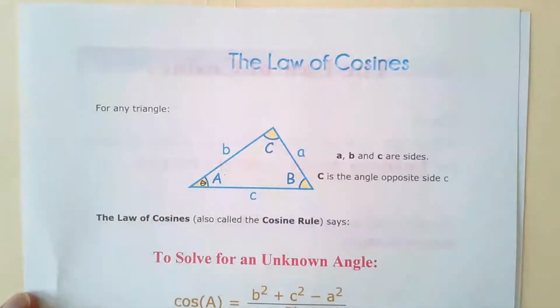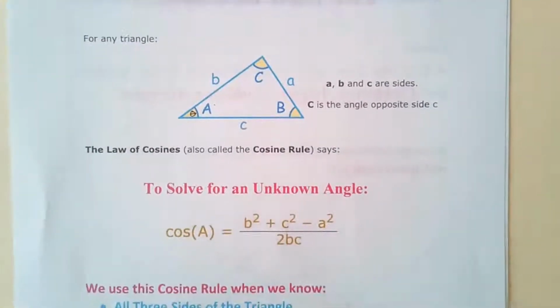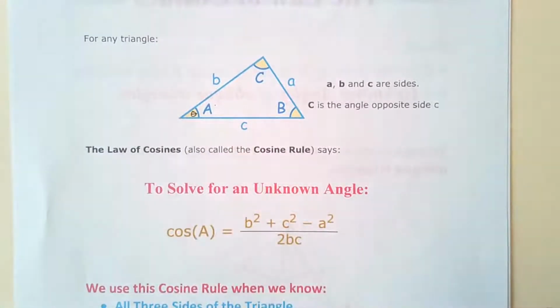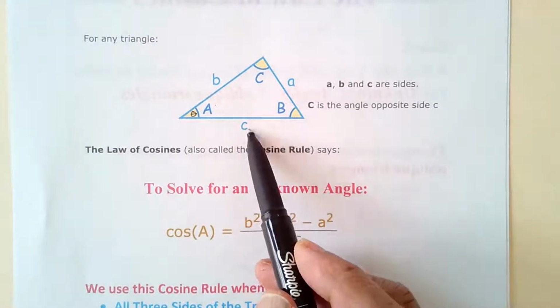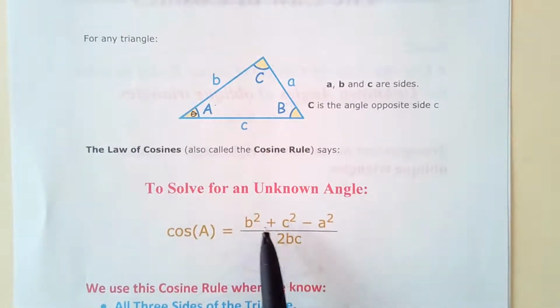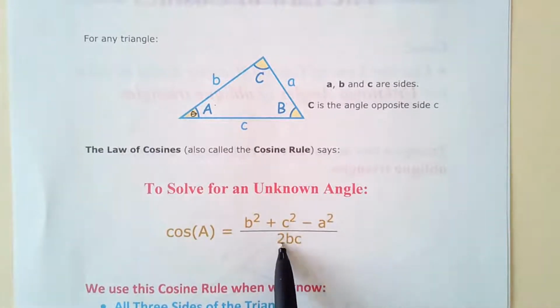So the law of cosines, or cosine rule, states that to find an unknown angle when we know all three sides, cos A is equal to b squared plus c squared minus a squared divided by 2bc.